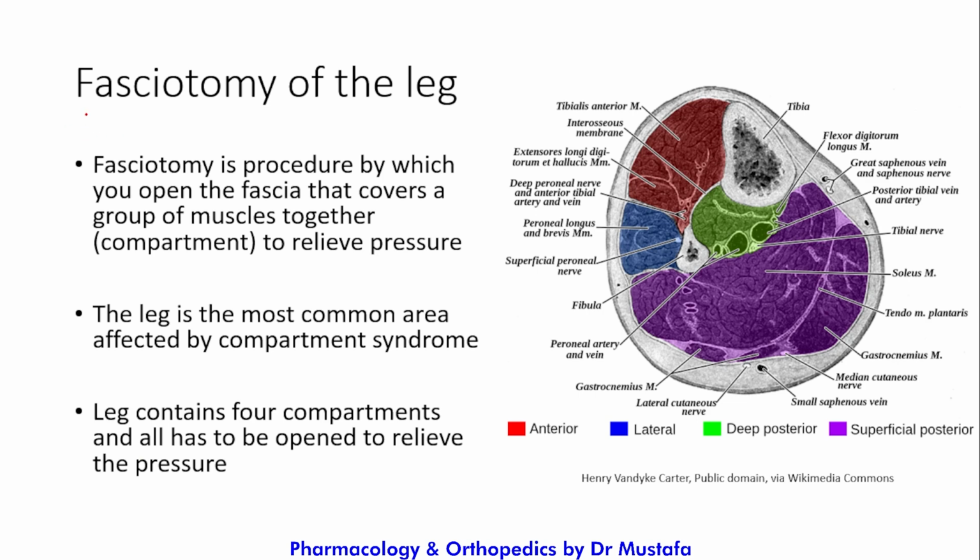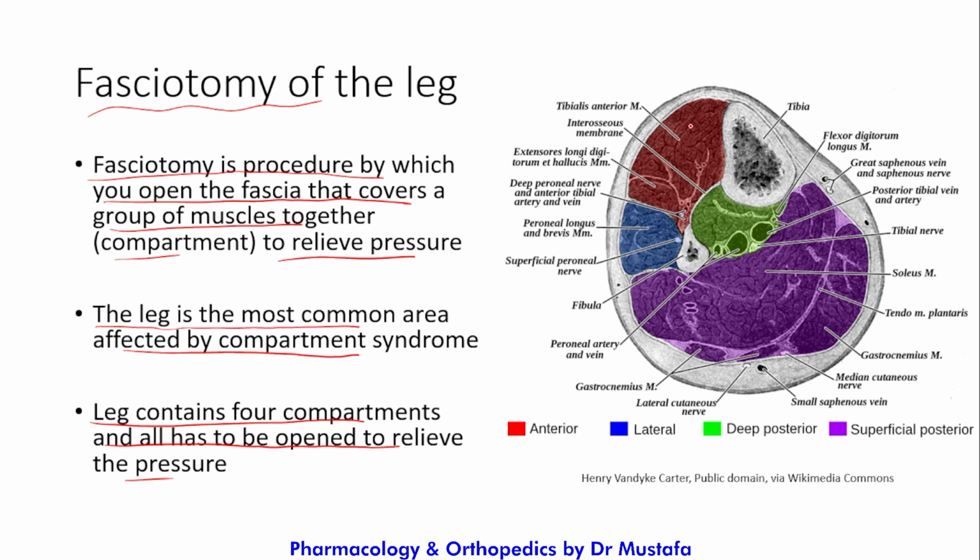Now we will explain the fasciotomy of the leg. Fasciotomy is a procedure by which you open the fascia that covers the group of muscles together, the compartment. So you open the compartment fascia to relieve the pressure. The leg is the most common area affected by compartment syndrome, that's why we will explain it here. The leg contains 4 compartments, and all have to be opened to relieve the pressure.